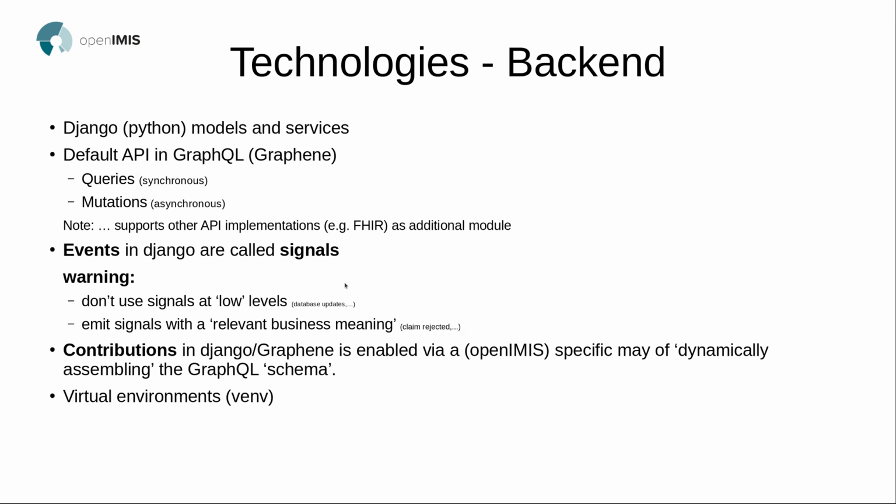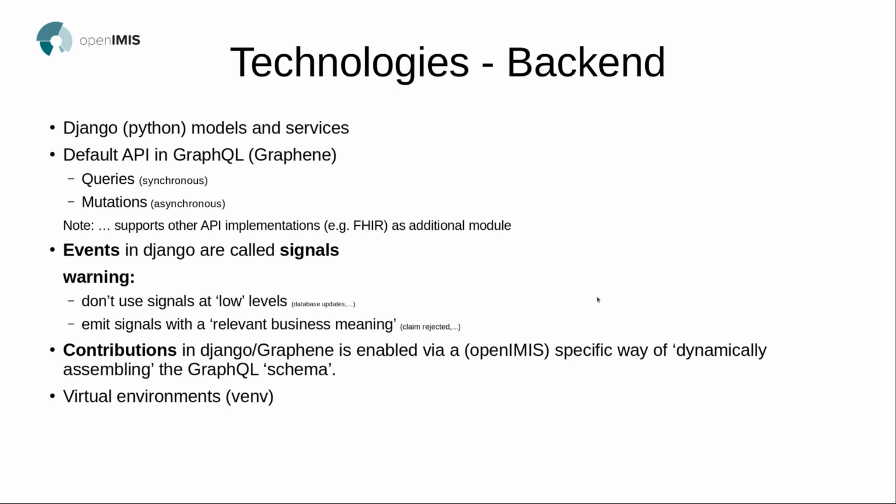Events in Django are called signals, and Django allows us to fire signals everywhere. However, we should not use signals at low levels, such as database entities update, and only emit signals with a relevant business meaning, such as claim rejected. Indeed, for example, when a claim is rejected, maybe several database entities get updated. So if signals are fired for each update, we end up with too many signals being emitted and poor performances.